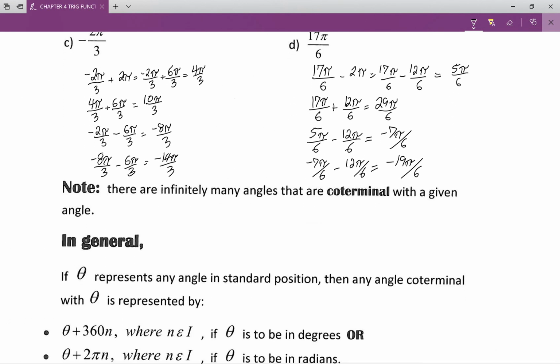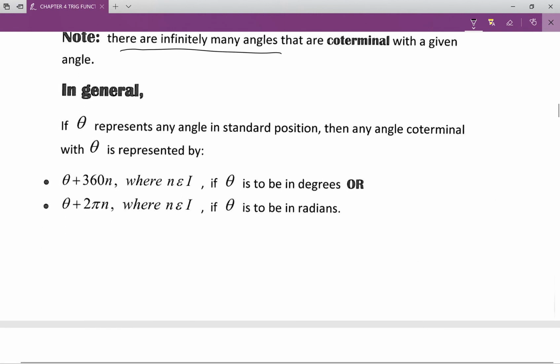So again, we can continually go forever and ever in the positive and forever and ever in the negative direction. And that tells me there are an infinite number of angles that are coterminal to a given angle. In general, if theta represents the angle in standard position, then for the coterminal angles, we can add 360n where n is in the set of integers, or we can add 2 pi n where n is in the set of integers. And basically that just means we can continually add 360, or continually add 2 pi, or subtract either of the two of those.